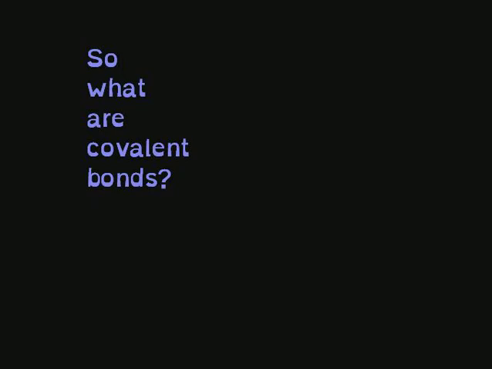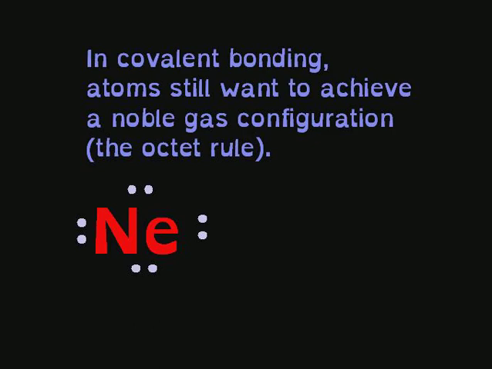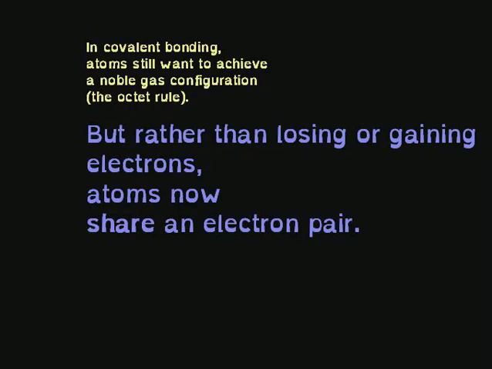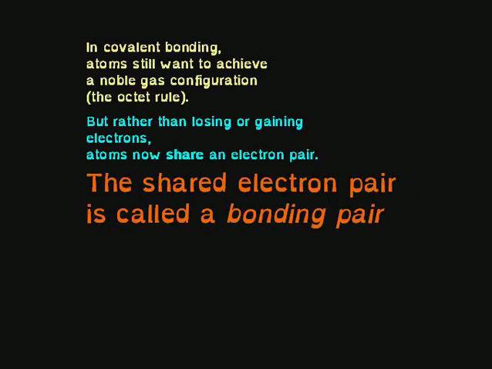And so what are covalent bonds? Well, covalent bonds are basically a sharing of electrons. In covalent bonding, the atoms want to become stable. They want to become a noble gas: helium, neon, argon, krypton, etc. And they don't lose or gain electrons, they share the electrons. When the electrons are shared, those two electrons are called a bonding pair.